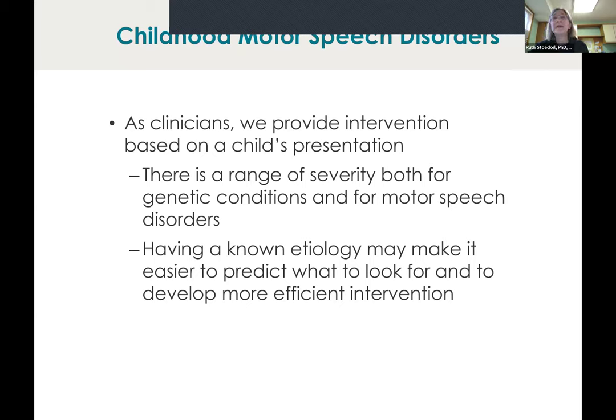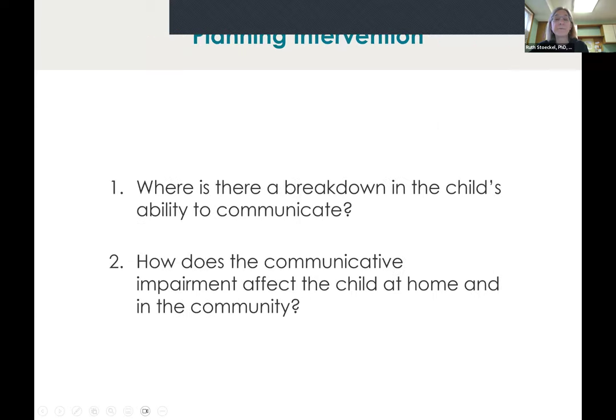So the thing that we know is that having that etiology defined can make it easier to predict what might be happening later on and to provide more efficient therapy, because we understand what we might want to expect down the road in terms of the speed of intervention or what additional aspects we might need to add to intervention for this child based on their presentation. So when we're looking at intervention, we think about a breakdown in the child's ability to communicate and how that affects the child, both at home and in the community.